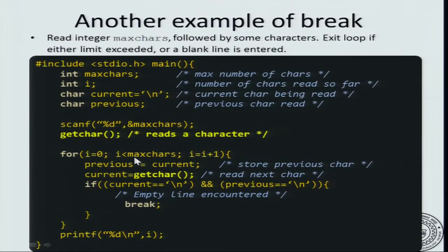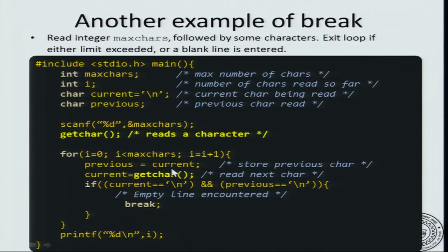So, you say for i equal to 0, i less than maximum characters, i equal to i plus 1. Now, we will do this programming style that we should be familiar with right now. So, previous becomes current and current becomes the next character. Okay. So, previous equal to current. So, this will store the current character into the variable previous. Then you read the next character, okay, using getchar.